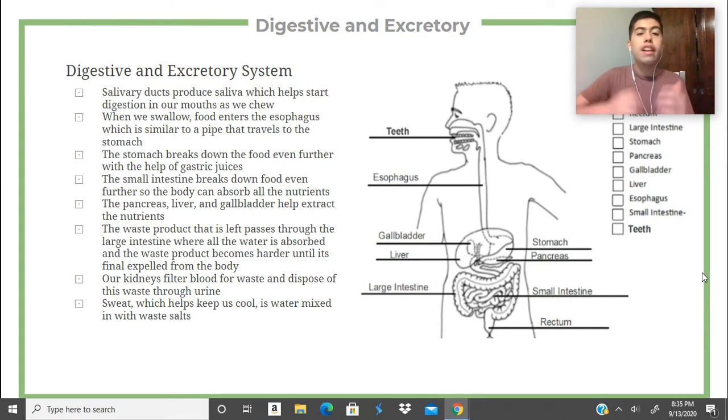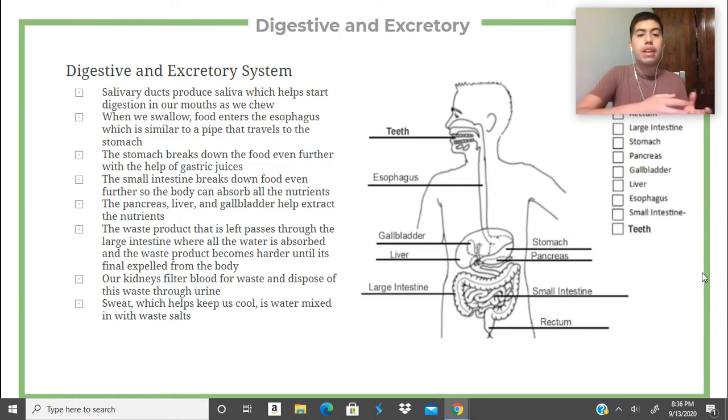And when we swallow, food enters our esophagus, which is similar to a pipe, and it travels to the stomach. As you explored in the lesson, there's also the windpipe located near the esophagus, and that's why if you're talking when you're eating or not chewing your food carefully, it could enter the windpipe, and you could start to choke. That's very dangerous, which is why you should always be careful when you're eating and never talk while you're eating.